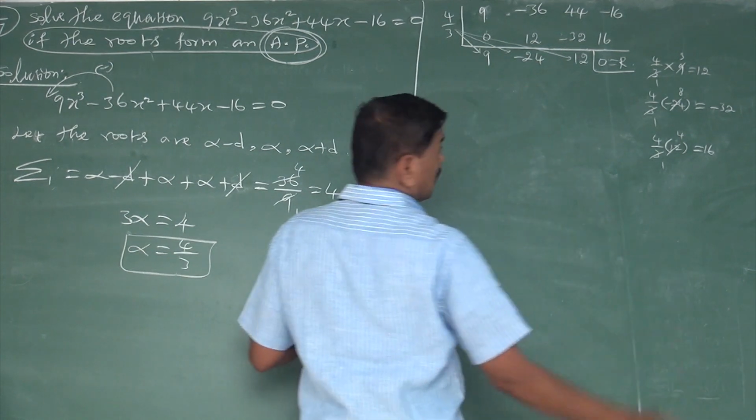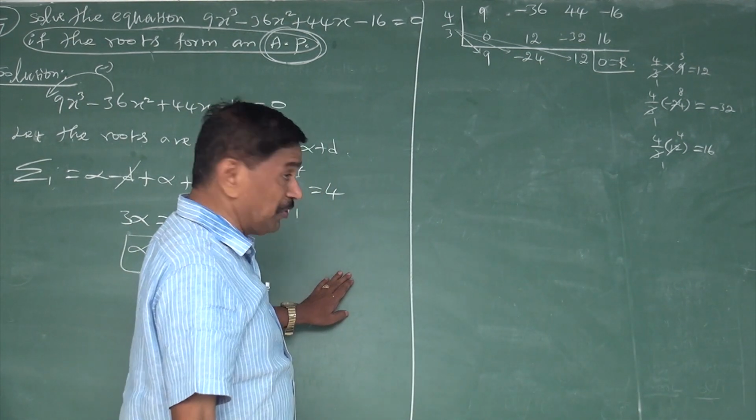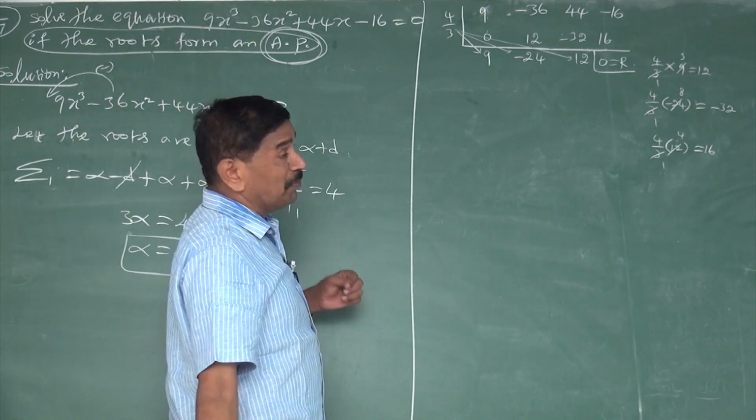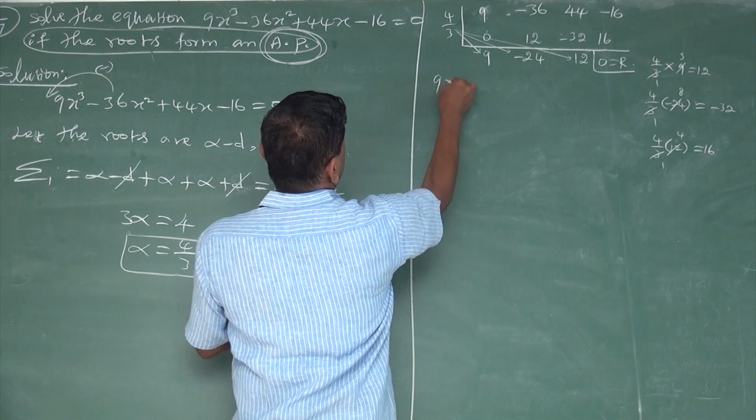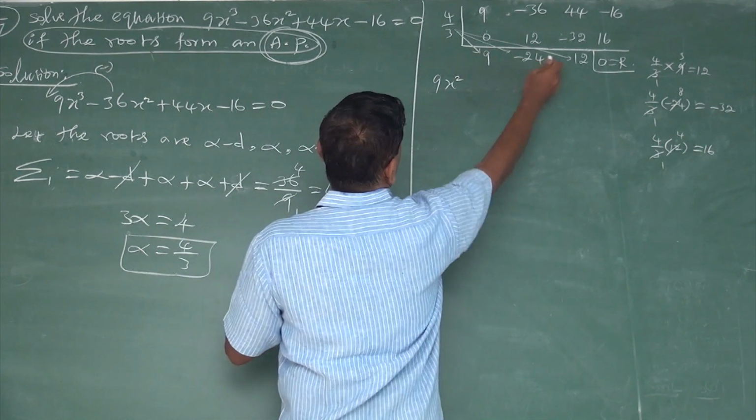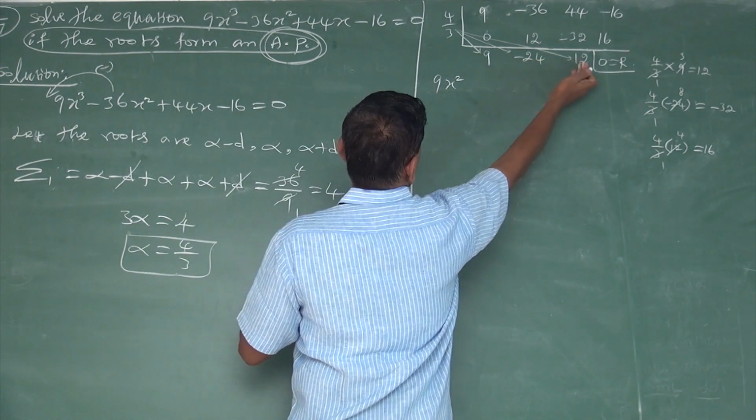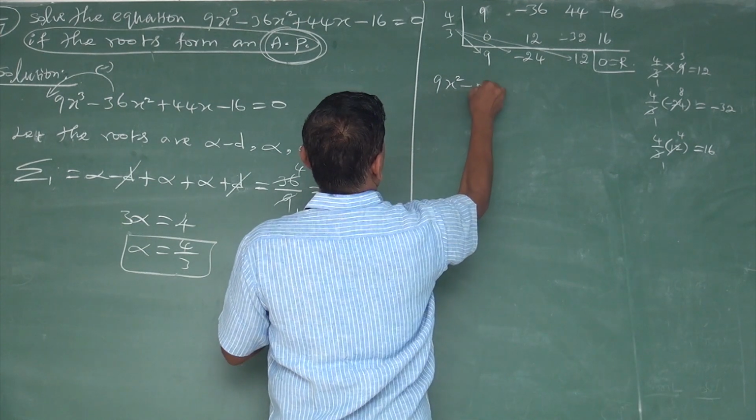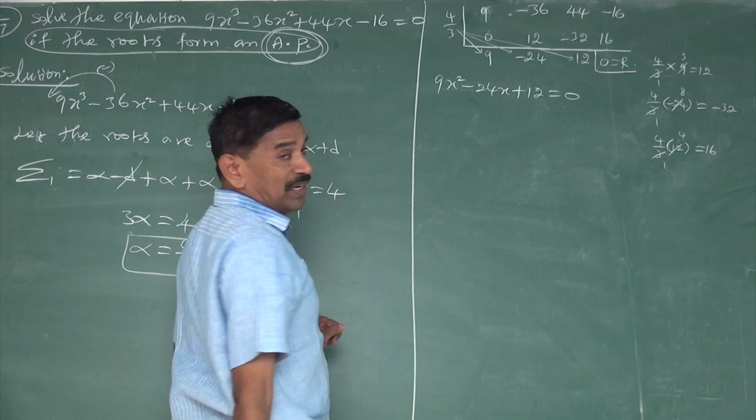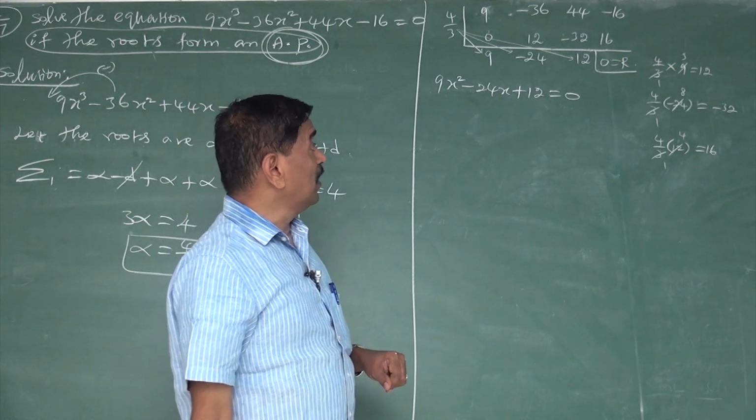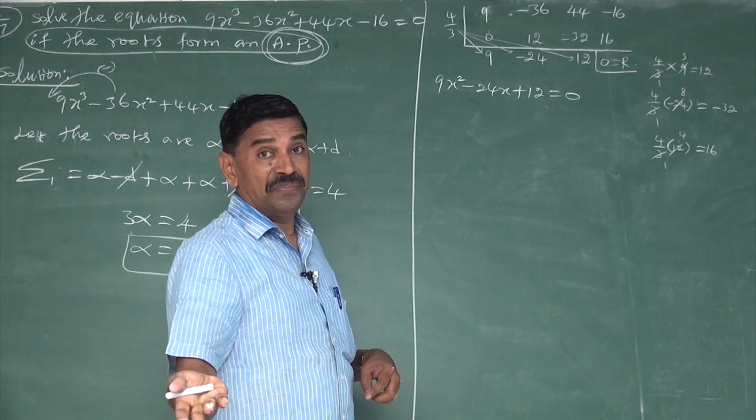Now, the quadratic equation, anyone of you, what is the quadratic equation? Good, 9x square minus 24x plus 12 equal to 0. Very good. Listen, the quadratic equation is from the base, that is x square term, x term, constant term. So, 9x square minus 24x plus 12 is equal to 0.